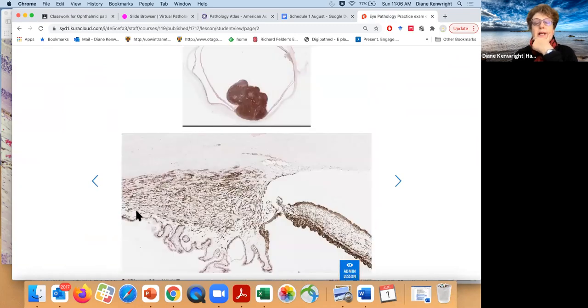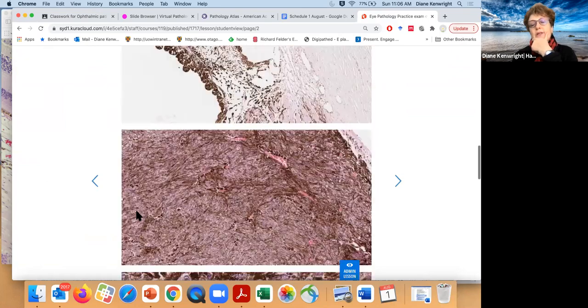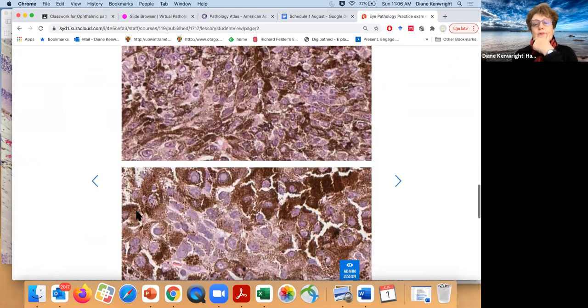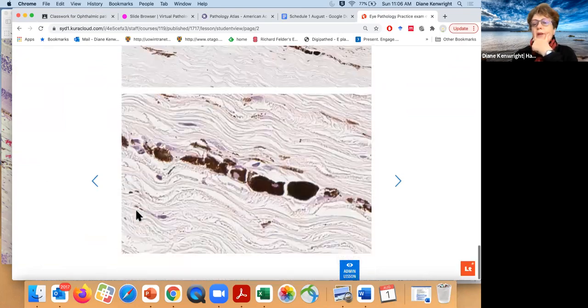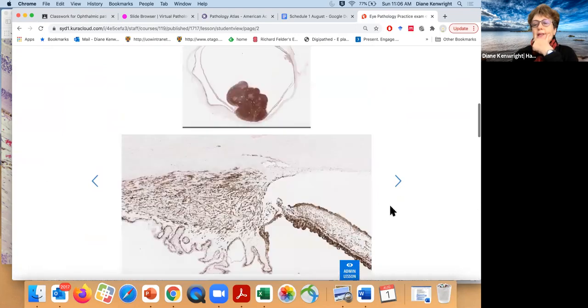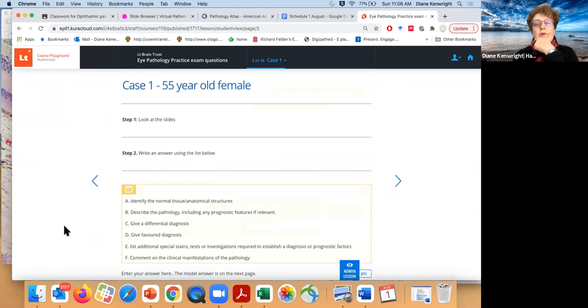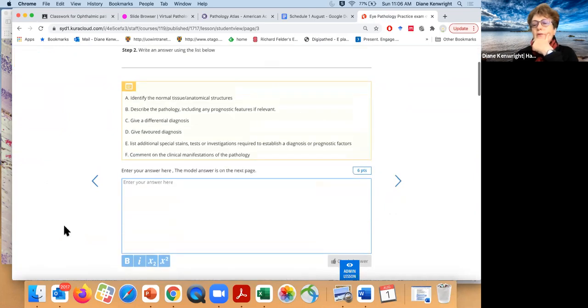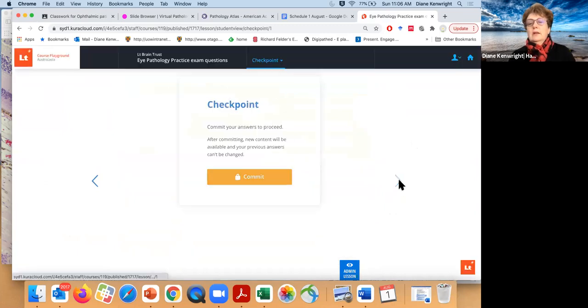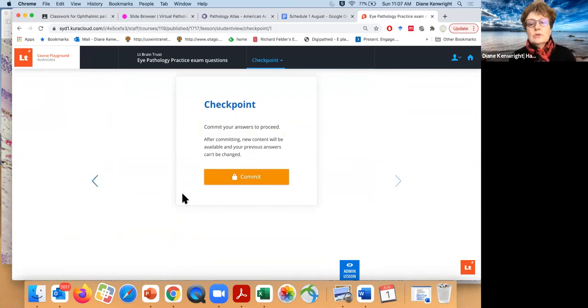This is a virtual slide. I've taken pictures like you'll get in your exam. You have to write your exam answer, and then you're only allowed to go forward if you've actually written something. That's what that commit box is for. And on the next page is a model answer. So I'm trying to force you to write things.